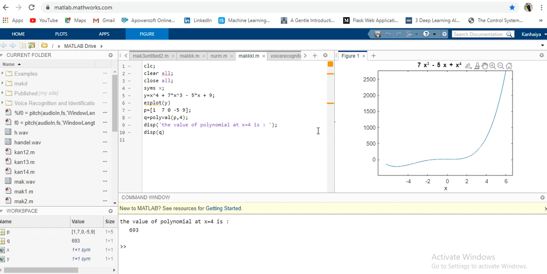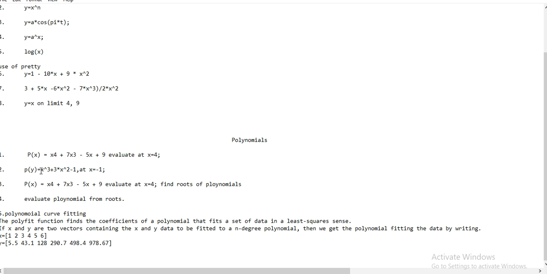Okay, now I hope you understand. First we have taken a polynomial. We have plotted the polynomial on the graph using ezplot. Now we have calculated the value of the polynomial at x equal to 4. Okay, now let's see the next problem.